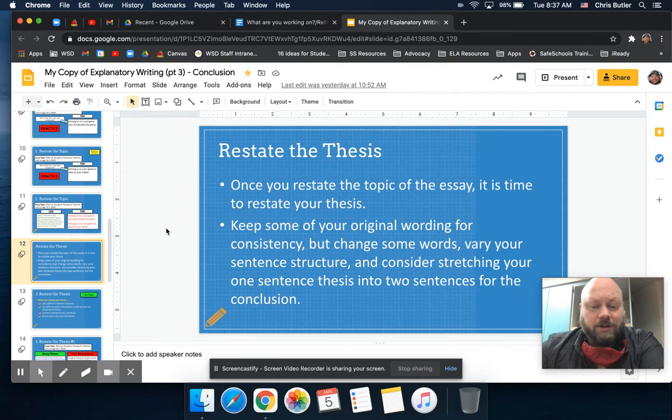The next step is to restate the thesis. Again, similar words, not exactly the same thesis statement that you used. So once you restate the topic, then you restate your thesis. Keep some of your original wording for consistency, but change some words. Vary your sentence structure. Stretch your 1-sentence thesis into a 2-sentence thesis, just like I was talking about, right?